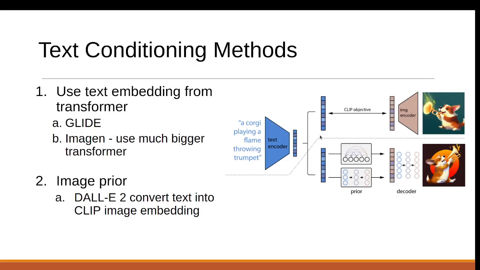But it turned out that instead of putting this text embedding into the diffusion model, they found it is better to use an image embedding. So they did an additional step, which is to train another model to convert the text embedding into an image embedding before feeding into this diffusion model. So the decoder is a diffusion model.